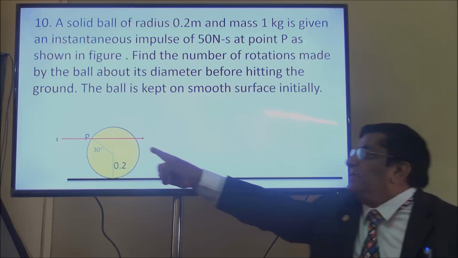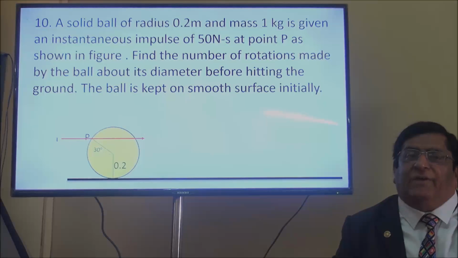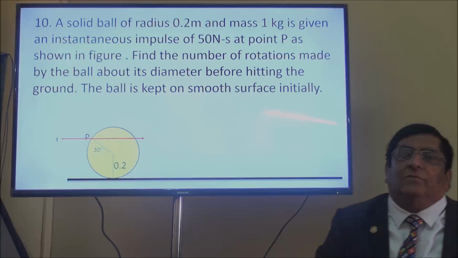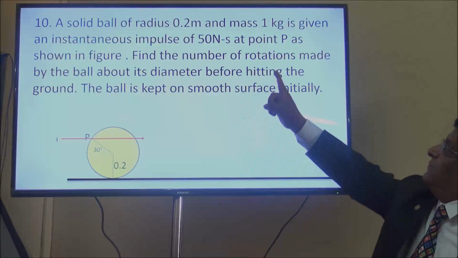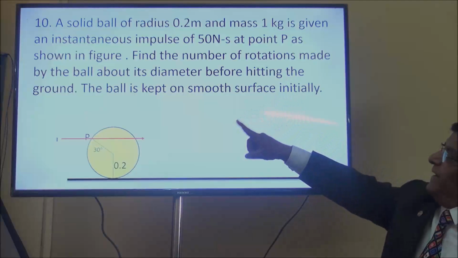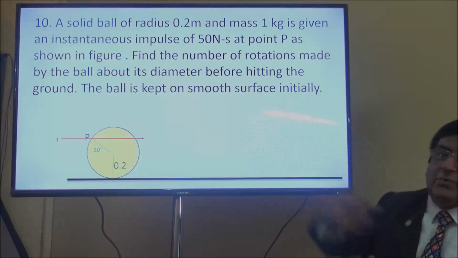It has been hit at this point P, right? Now when we hit it, there is some action on it, and they are asking us, find the number of rotations made by the ball about its diameter before hitting the ground.